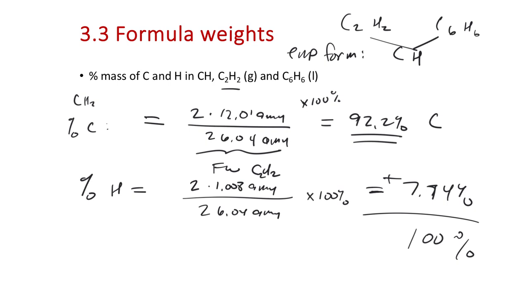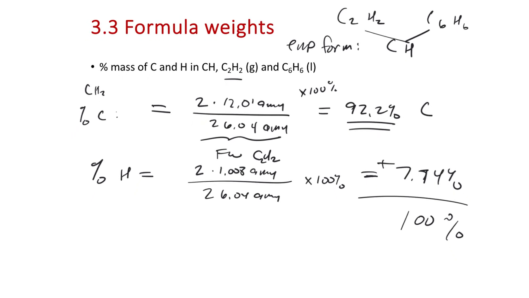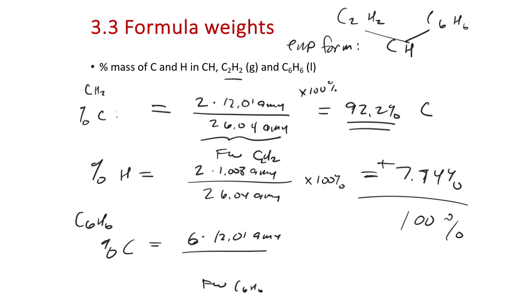But the key detail I want to see is if we look at C6H6, we're going to get the same numbers here: 92.2%, 7.74%. Let's look at C6H6 and see that, of course, we're going to get the same percentages as we did for the compound it shares an empirical formula with. So for the percent carbon in this compound, 6 times 12.01 AMU. Now the formula weight we have to use for C6H6 down here would be 12.01 times 6 plus 1.008 times 6. That's 78.11.